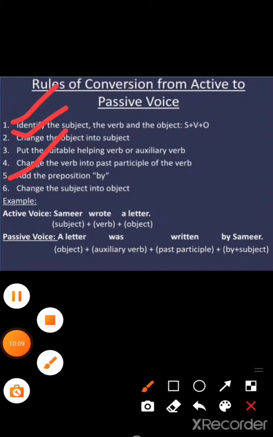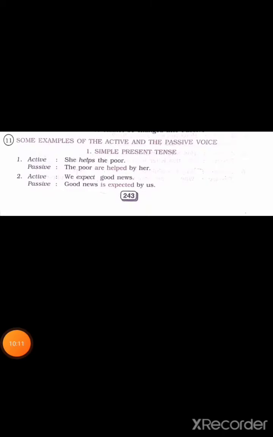Okay. Now students, if you open your grammar book on page number 243, you will find some examples of active to passive voice done in simple present tense. So look at the first example. She helps the poor. I told you how to change the sentence. She is the subject, the poor is the object, help is written in simple present tense.